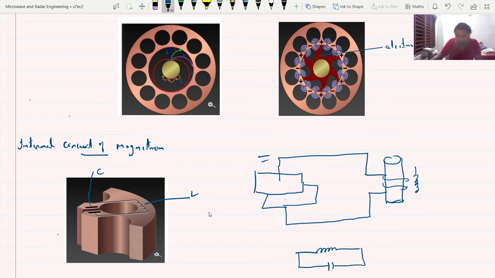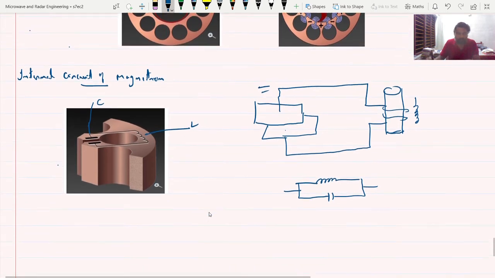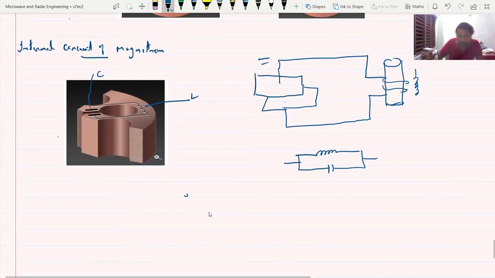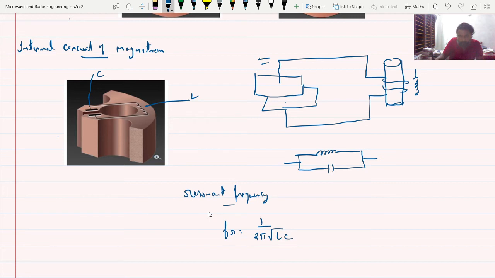A resonance circuit like this. So the resonant frequency Fr is nothing but 1 by 2 pi root of LC in case of magnetron oscillator. Keep that in mind.